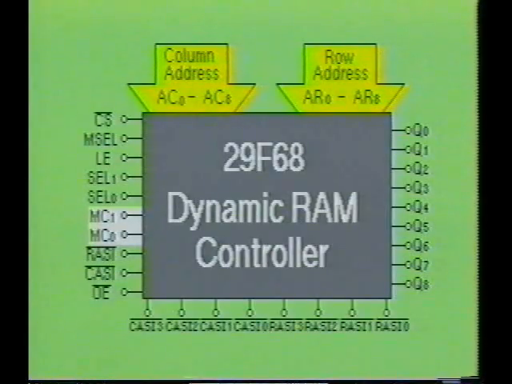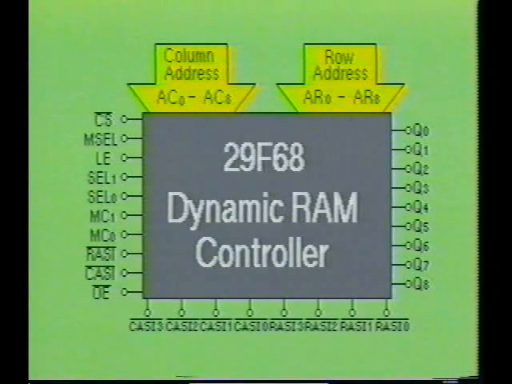Inputs MC0 and MC1 are the memory cycle inputs. These inputs are used to control the operating mode of the IC. The next input is labeled NOT RASI, which is the row address strobe input. And NOT CASI is the column address strobe input. Pin NOT OE is the output enable. The pins labeled CAS0 through CAS3 are column address strobe outputs. And the pins labeled RAS0 through RAS3 are row address strobe outputs.